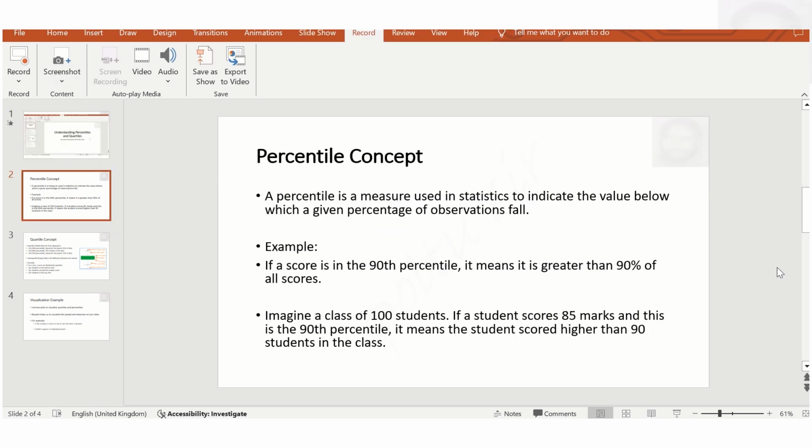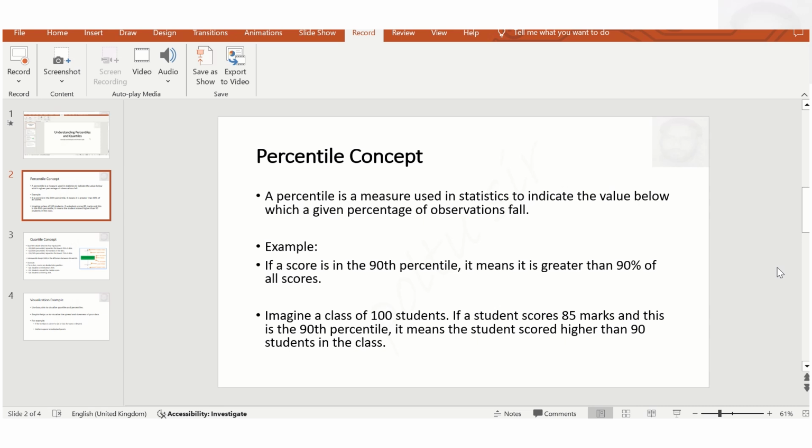A percentile is a measure used in statistics to indicate the value below which a given percentage of observations fall. Let's take an example. If a score is in the 90th percentile, it means it is greater than 90% of all scores. So typically in competitive exams, results are given in percentile. Let's understand this concept in more depth.